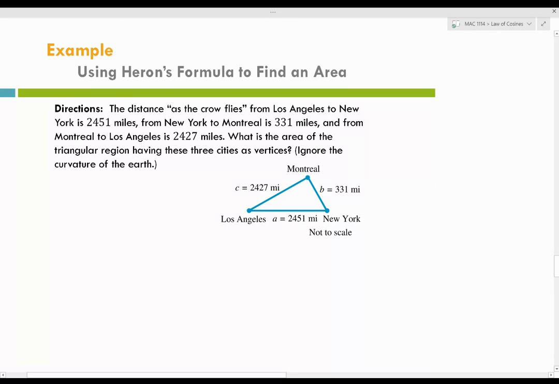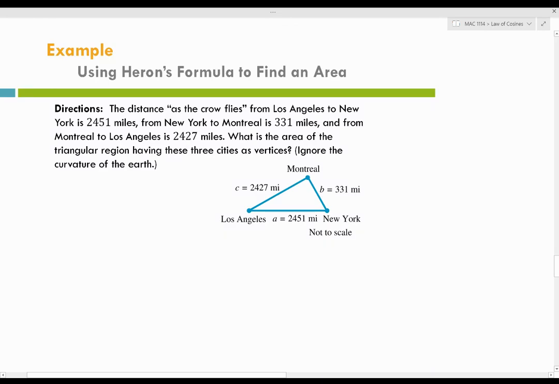Okay, so first in the problem, it says as the crow flies. So we're going to assume that means that crows fly straight. So he didn't make any pit stops. He went straight from one city to another. And if they hadn't given you a picture, you kind of need to know your geography. So we know that Los Angeles is on the west coast, New York is on the east side, and Montreal is north because it's in Canada.